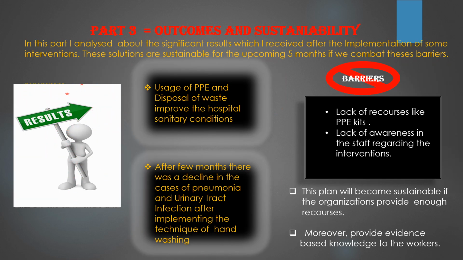Now I will proceed towards the most interesting and last part of the capstone, the outcomes and the sustainability. I received unexpected significant outcomes, like through the use of PPE and the proper disposal of waste. There was an improvement in the sanitary condition of the hospital. Furthermore, after the proper use of the hand washing technique, a decline can be seen in the cases of pneumonia as well as UTI, because these are infections caused by lack of sanitation.